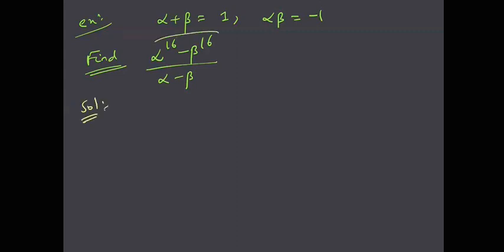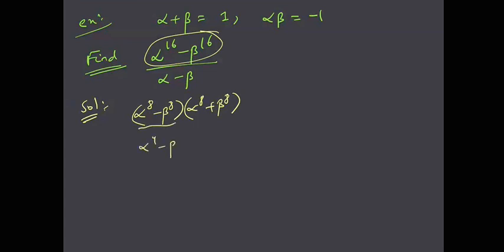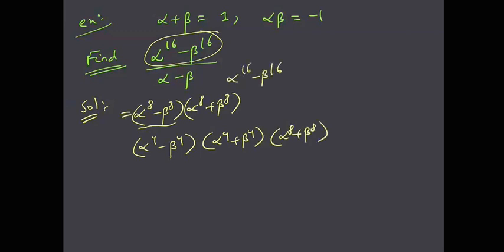So alpha power 16 minus beta power 16, I can write as alpha power 8 minus beta power 8 into alpha power 8 plus beta power 8, right? Using the formula a square minus b square is equal to a minus b into a plus b. Now alpha power 8 minus beta power 8 can be further written as alpha power 4 minus beta power 4 into alpha power 4 plus beta power 4.